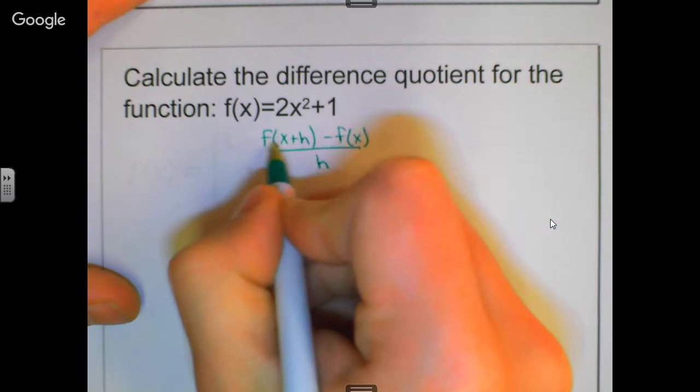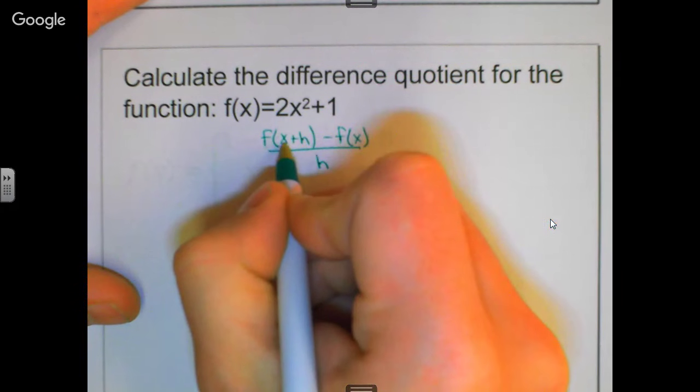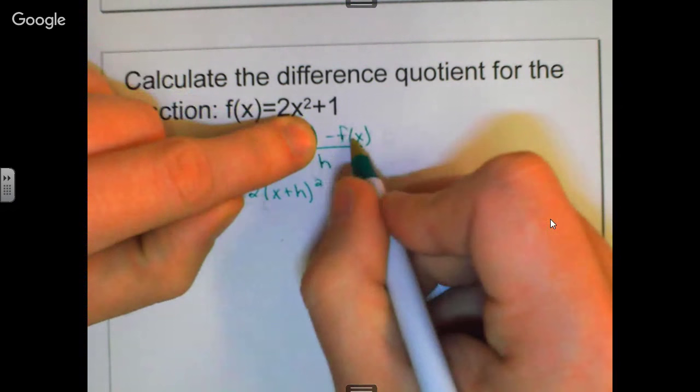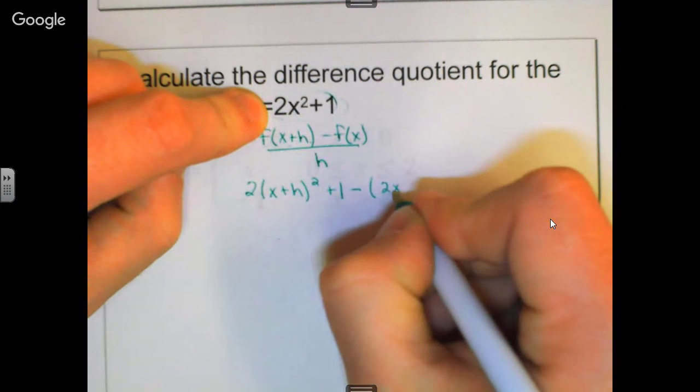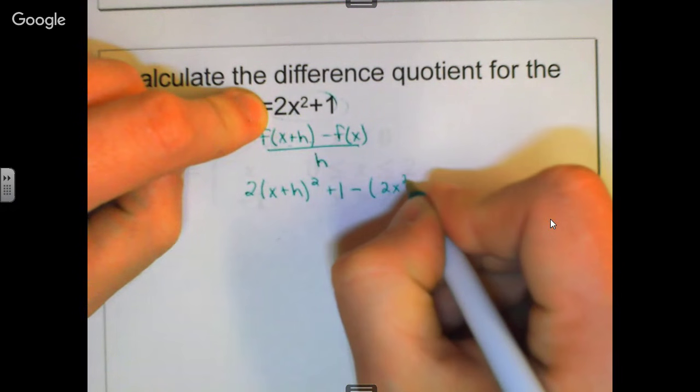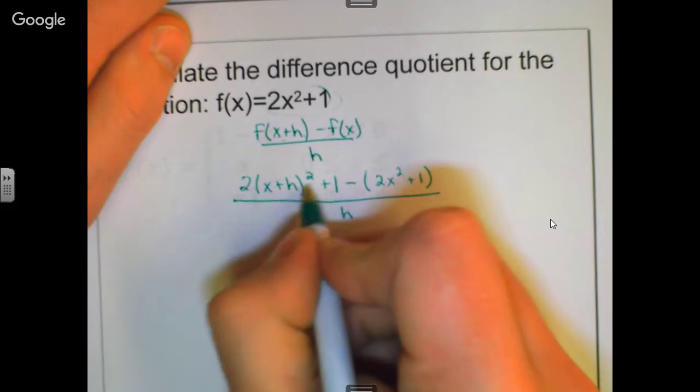Calculate the difference quotient for the function. Okay, well, the difference quotient is f of x plus h minus f of x over h. So to find f of x plus h, we're going to take x plus h and just plug it right in here to f. So I have 2 times (x plus h) squared plus 1. That covers this first portion, minus f of x. f of x equals that whole thing, so 2x squared plus 1, over h.